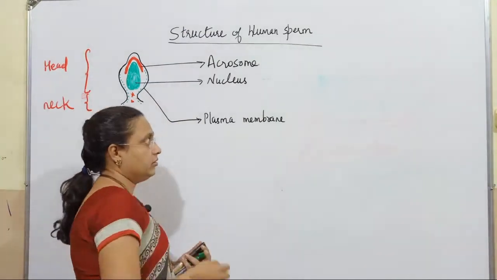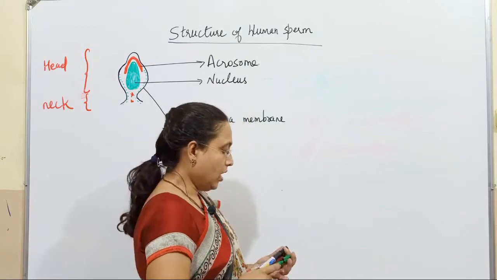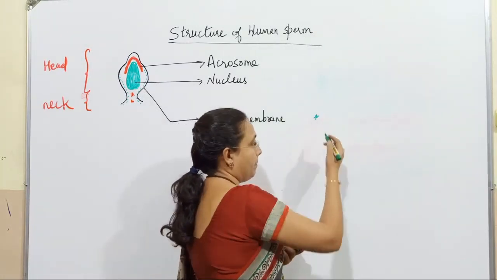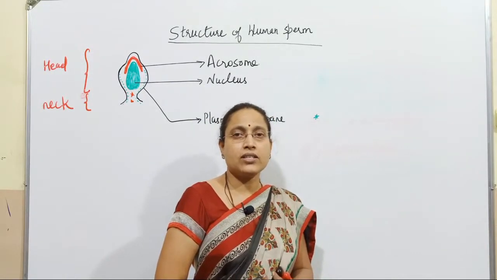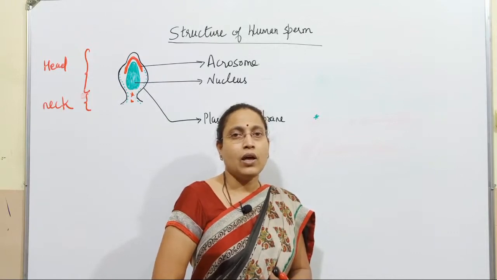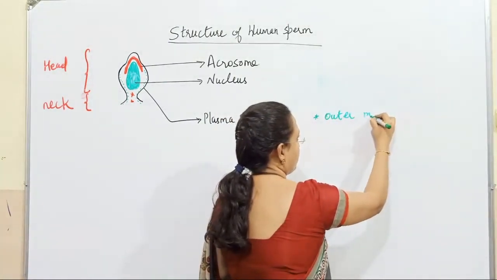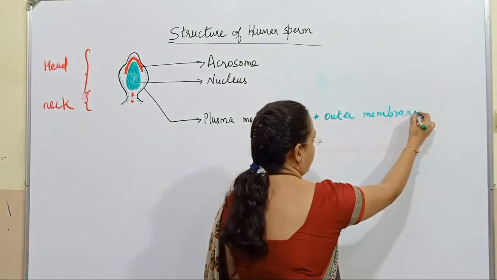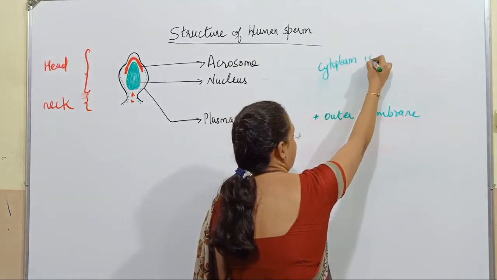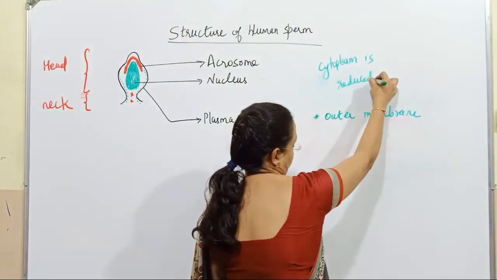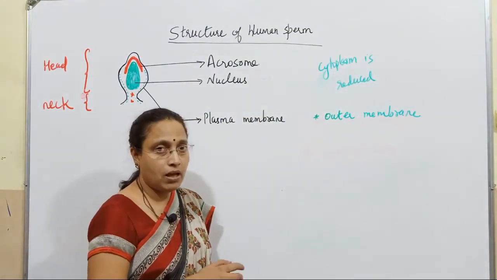Now the outer region is nothing but the plasma membrane. The plasma membrane lies very close to various structures in the sperm because the cytoplasm content is less. So, outer membrane. And also you should know that the cytoplasm is reduced. So this was about the plasma membrane.